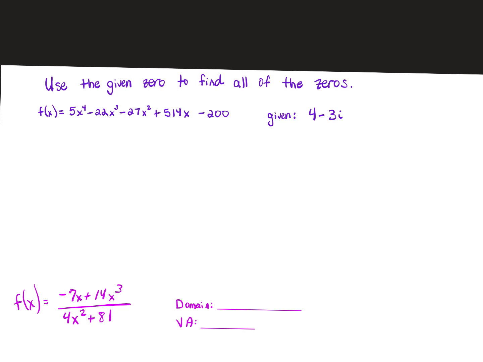You will have a question on your test that looks just like this. Use the given zero to find all of the zeros. So first of all, this will work out every single time the same way.